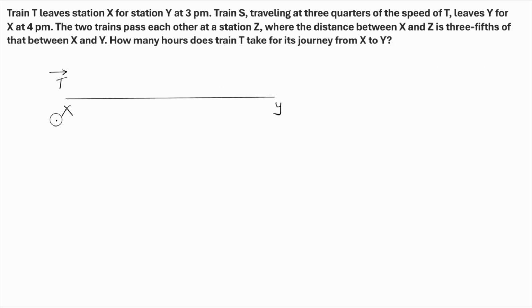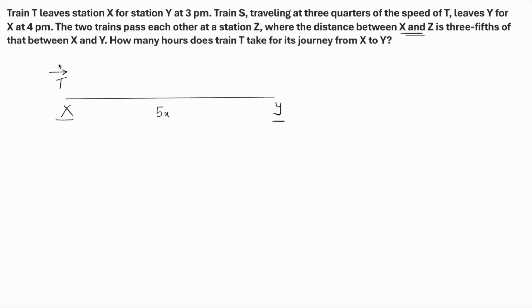These are the stations X and Y. We'll assume the distance between the two as, let's say, 5x. Why? Because in the latter part of the question, the second last line says that the distance between X and Z is 3/5 of the distance of X and Y. So we'll proactively assume the distance of X and Y as a multiple of 5 itself. So that eases out the calculations.